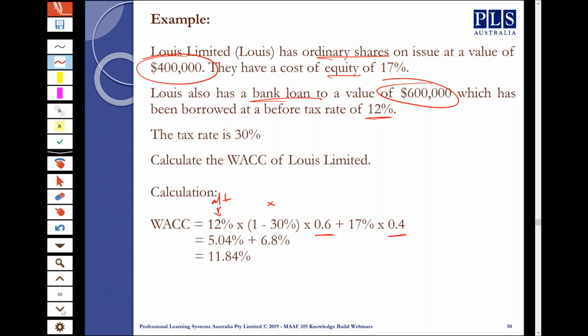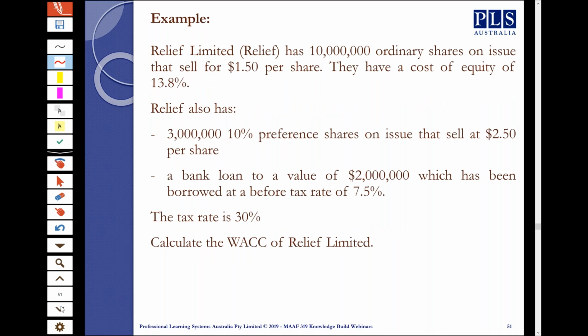As I did my online assessment coverage previously, note previously, guys, this area used to be part of the online assessment. It's been removed from it. So you'll find that previously they used to give you things like Relief has 10 million ordinary shares on issue that sell for $1.50 per share, cost of equity of 13.8%. Relief also has 3 million 10% preference shares on issue that sell at $2.50 per share, bank loan to a value of 2 million, which has been borrowed at a before tax rate of 7.5, tax rate is 30%, calculate the WACC. Well, note how I've got to do a little bit more legwork.